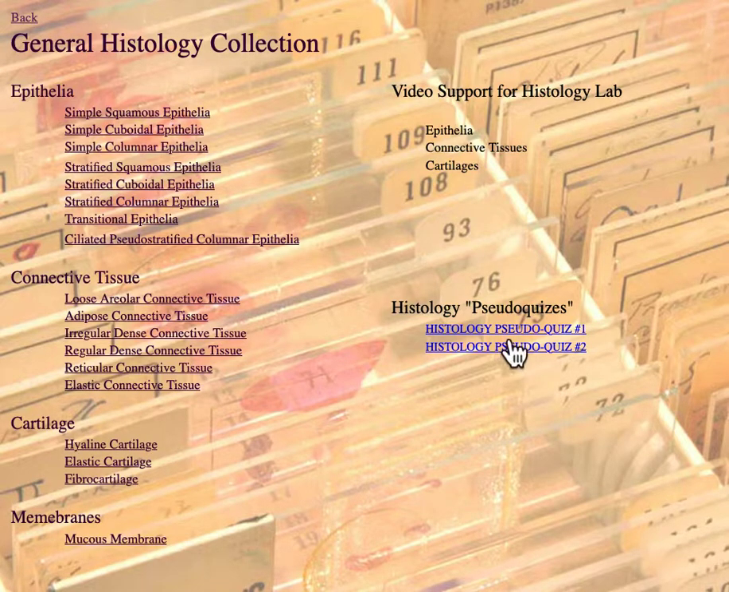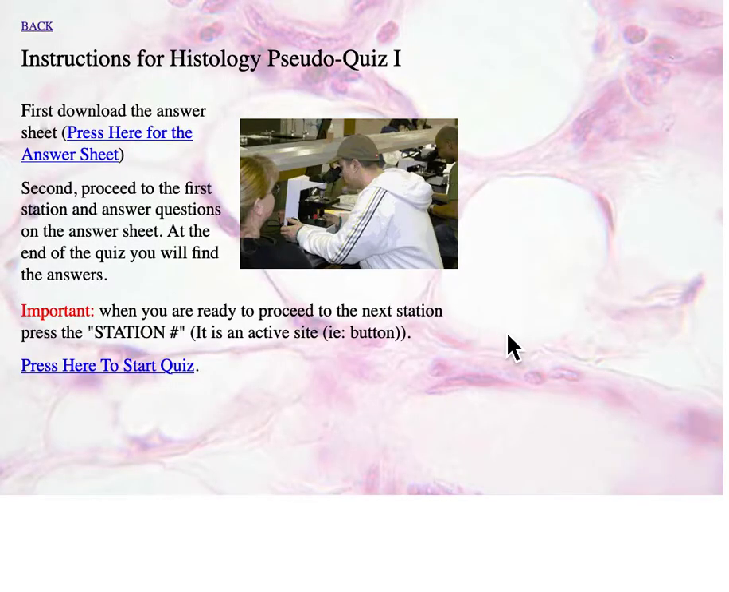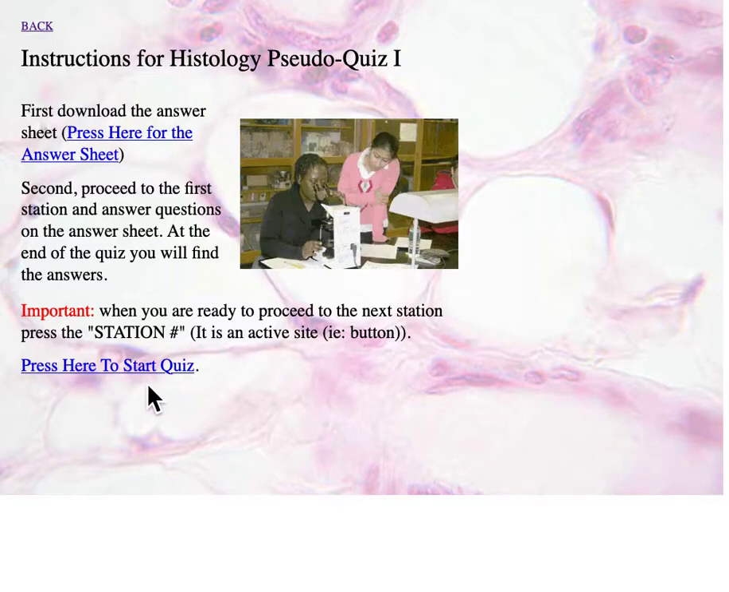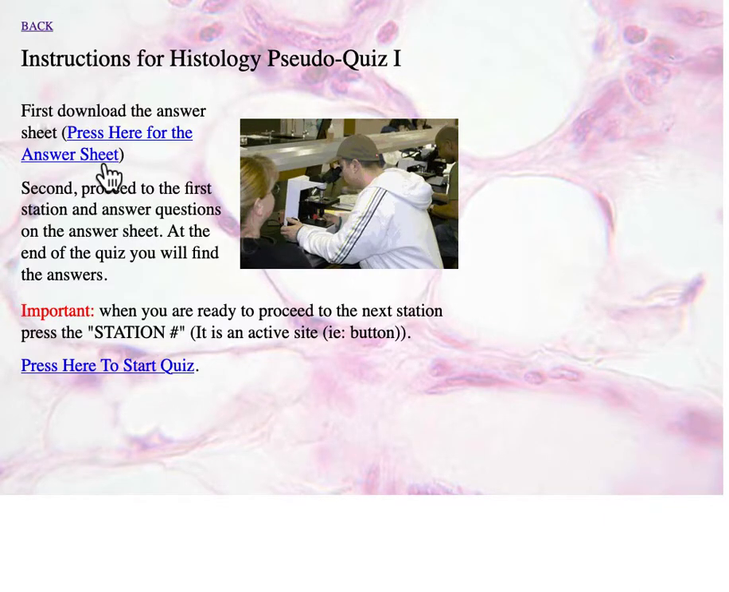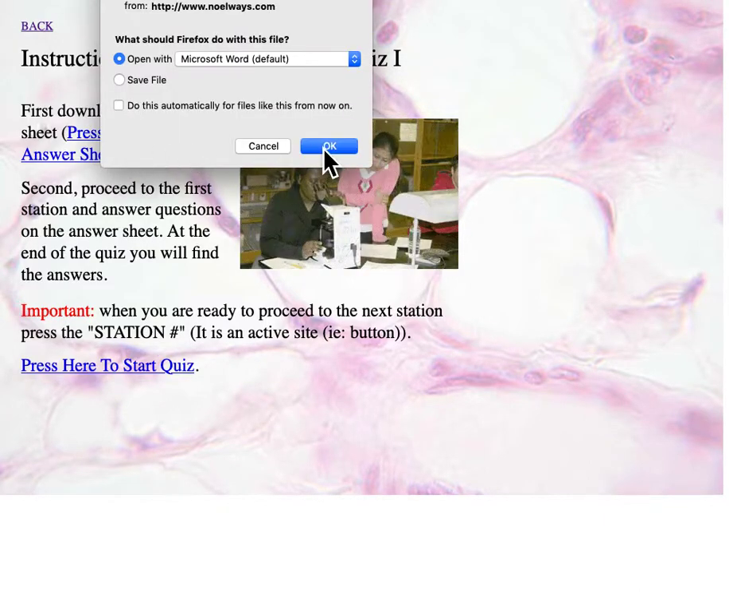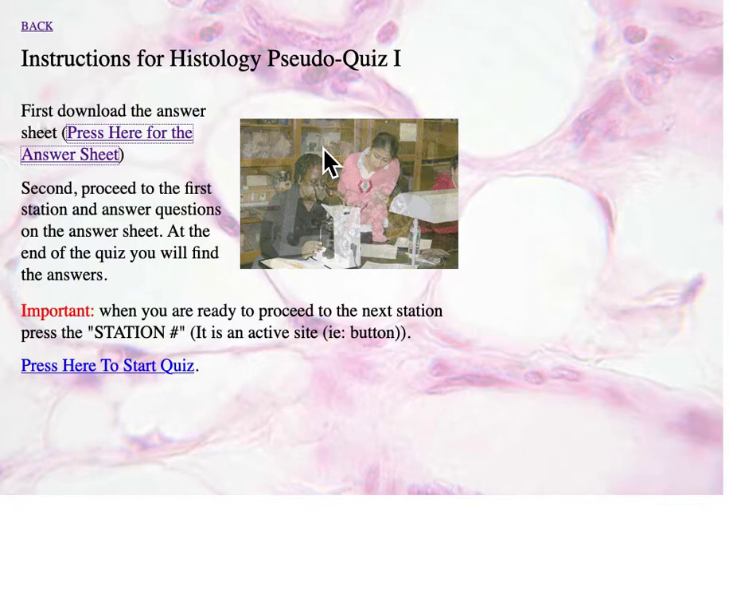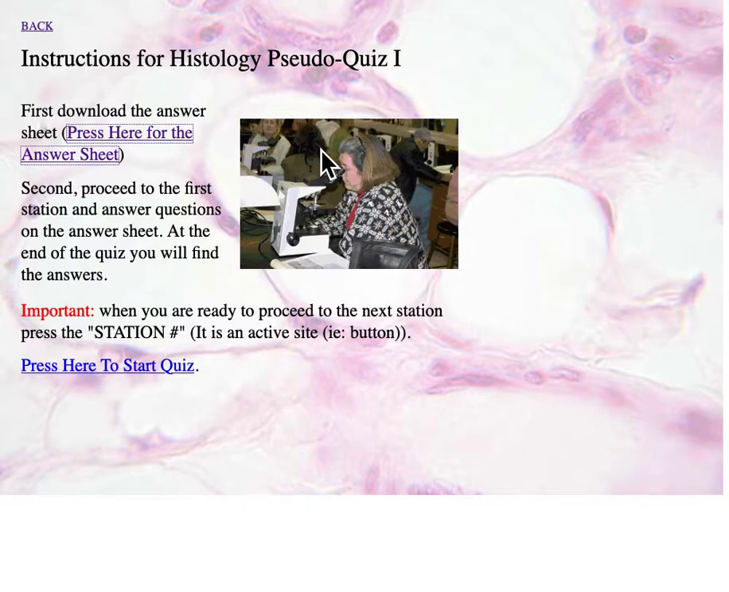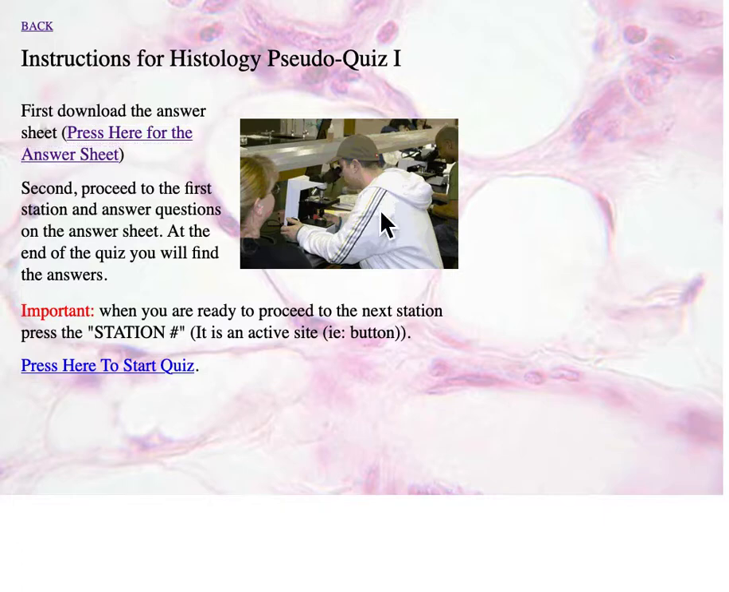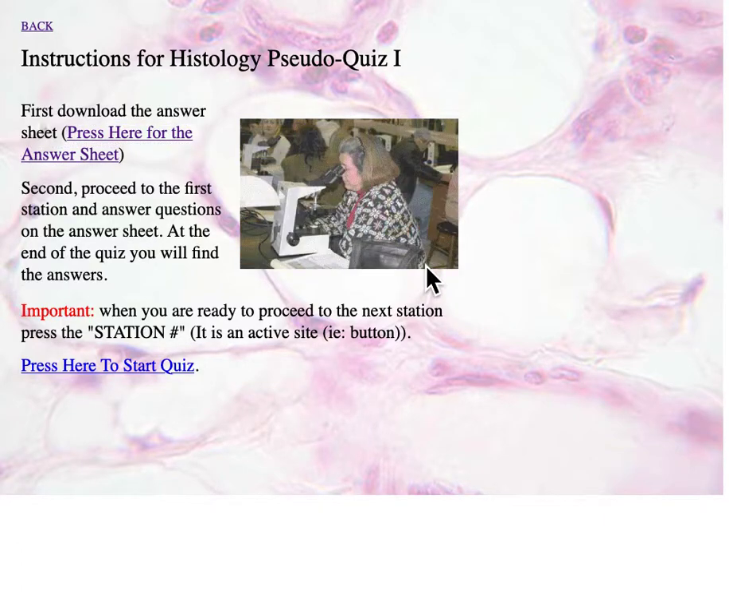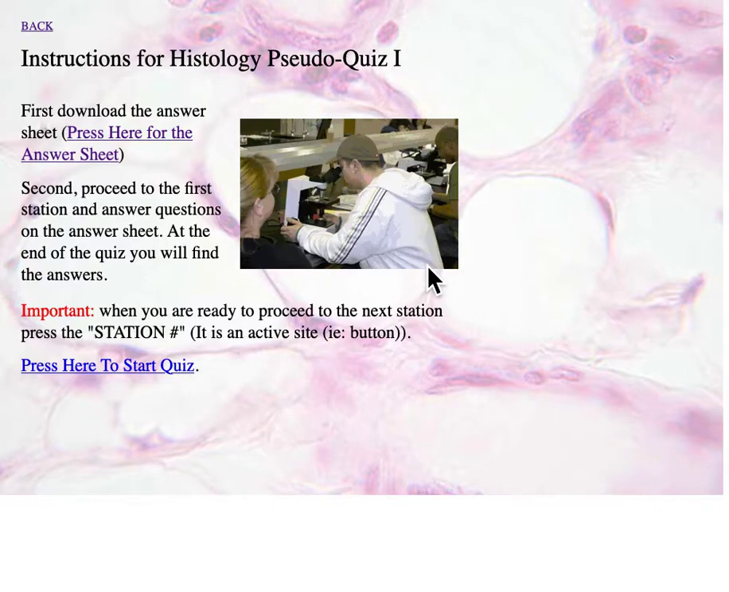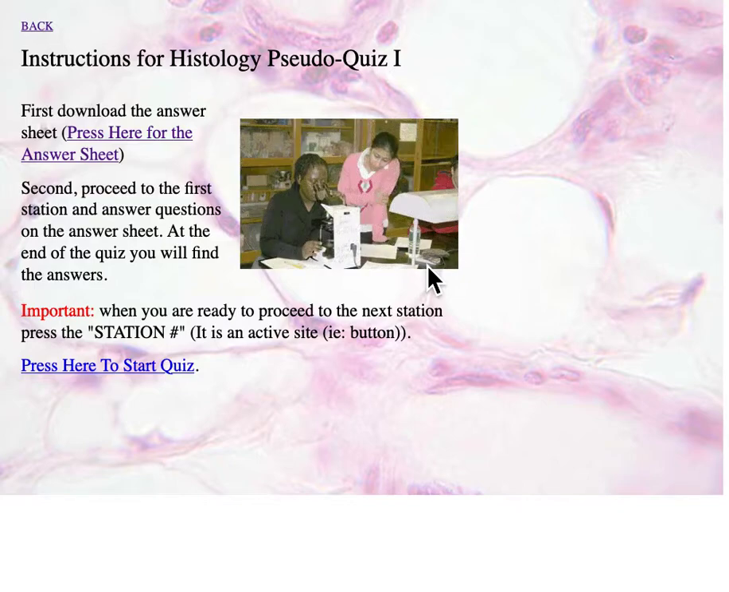And if I click on one of these pseudo quizzes, I get to a page, and I get some links here. So I can start the quiz here, but there's also an answer sheet. So I'm going to press that real quick. And it's coming up as a Word document. It's just going to take a minute to come up. Here you have some students at college that are looking at some of the tissues under the microscope. And that's what you would be doing if we were at the college.